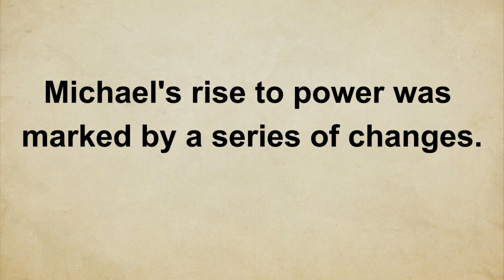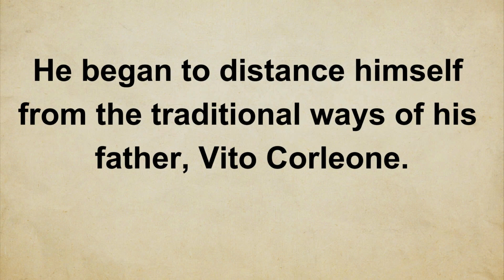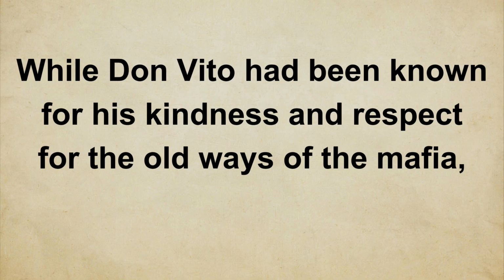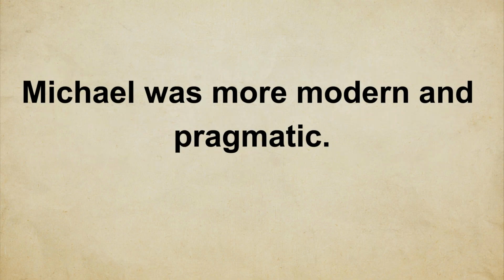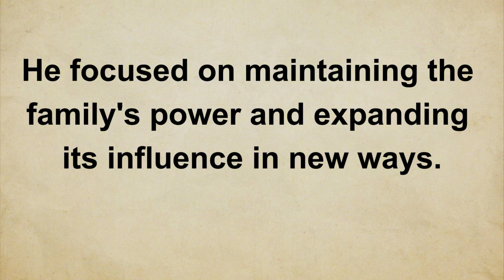Michael's rise to power was marked by a series of changes. He began to distance himself from the traditional ways of his father, Vito Corleone. While Don Vito had been known for his kindness and respect for the old ways of the mafia, Michael was more modern and pragmatic. He focused on maintaining the family's power and expanding its influence in new ways.